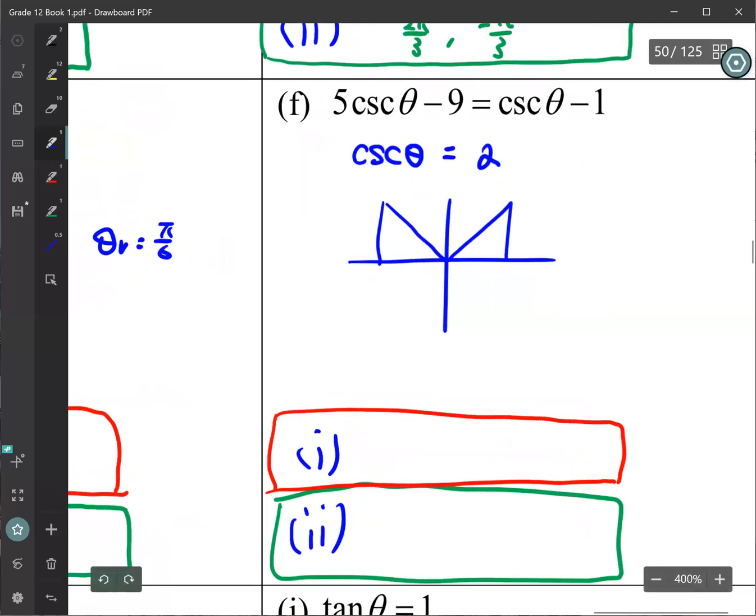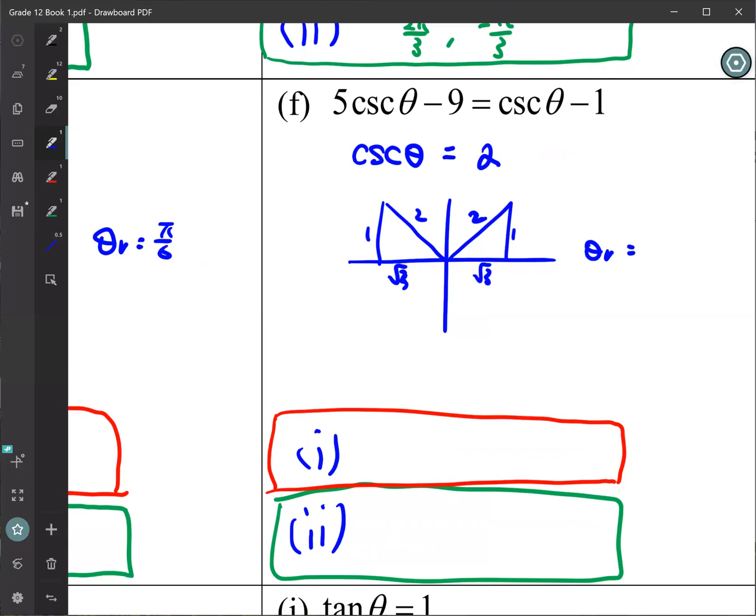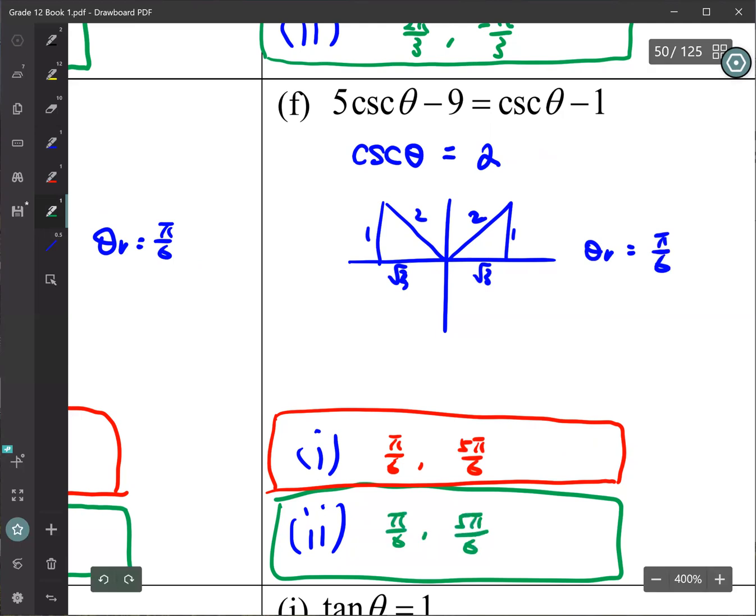Okay, and then Irae, where do we put the side? What do we put on the sides? The hypotenuse is 2, opposite is 1, and then adjacent is square root of 3. Yep, okay, so the reference angle is, Irae, still you, pi over 6. Okay, so the two answers for the red, pi over 6 and 5 pi over 6. And for the green, same thing. So pi over 6, 5 pi over 6 for the positive one.